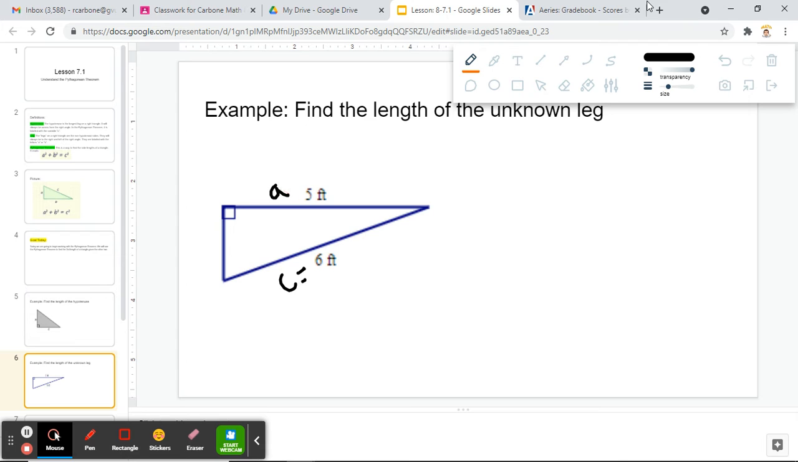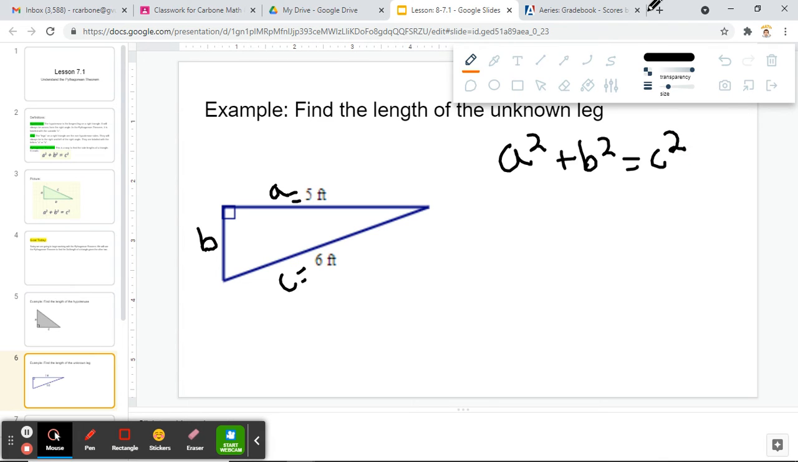Let's say a is equal to 5, and we want to solve for b. So as always, we're going to start off by just writing down our formula: a squared plus b squared is equal to c squared. And now from there, we're going to try to plug in some numbers.